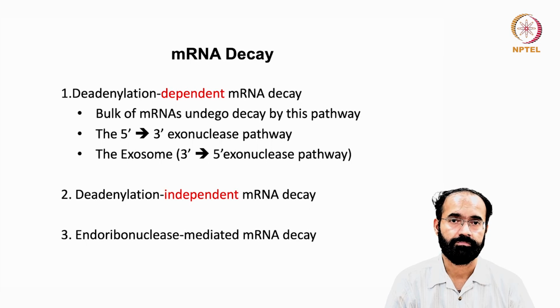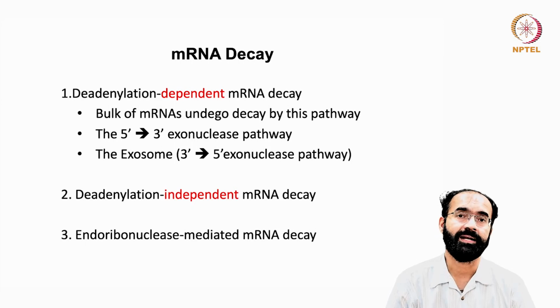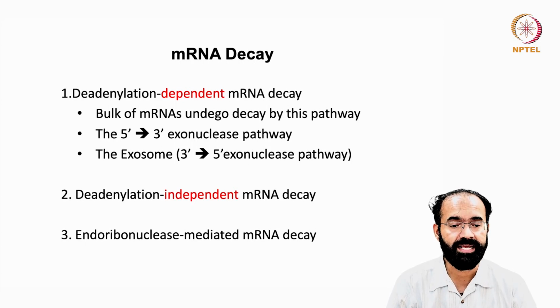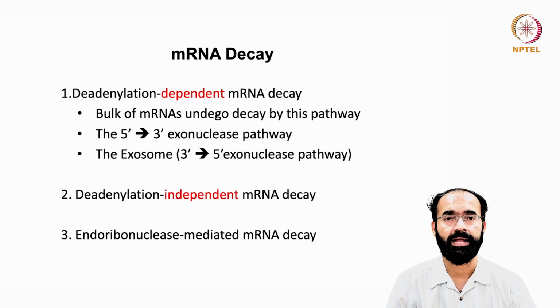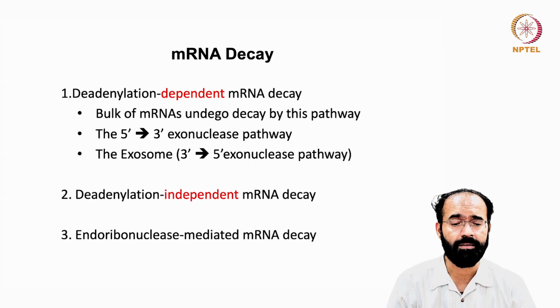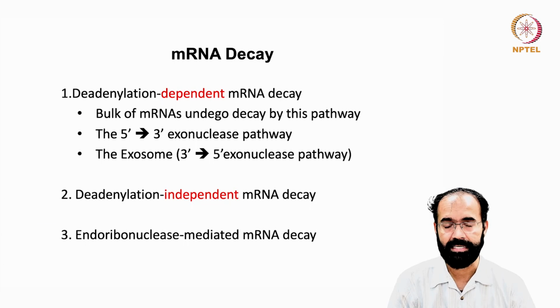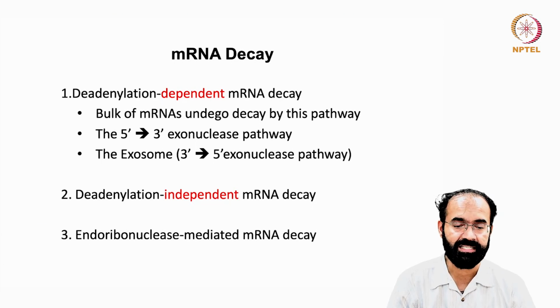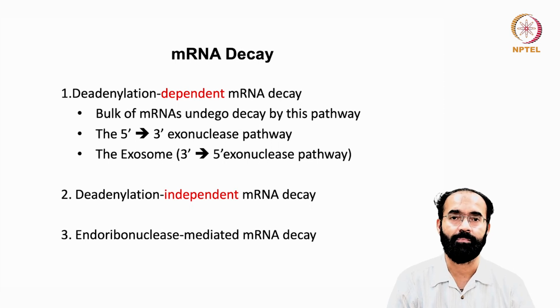and if that adenine tail is removed or degraded, then we call it deadenylation. So the removal of the poly tail from the mRNA is called deadenylation, and deadenylation can trigger RNA decay. So that is deadenylation-dependent. Another category is deadenylation-independent, which means the RNA can still have the poly tail intact, but it can still be marked for degradation. Then comes the third category, endoribonuclease-mediated mRNA decay.